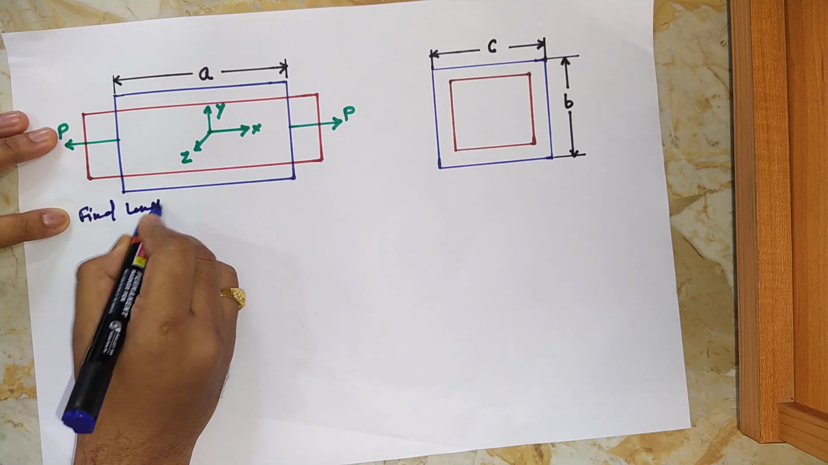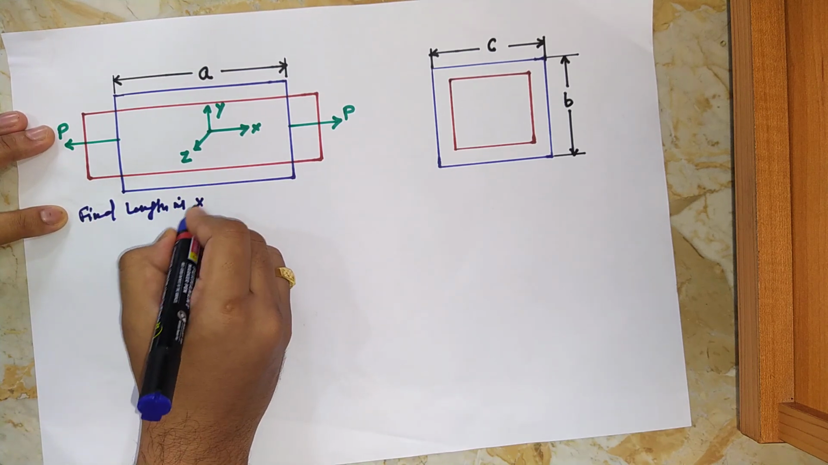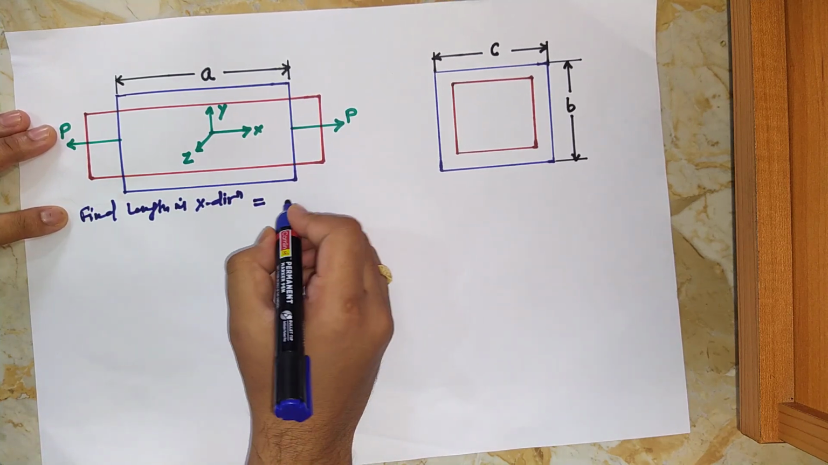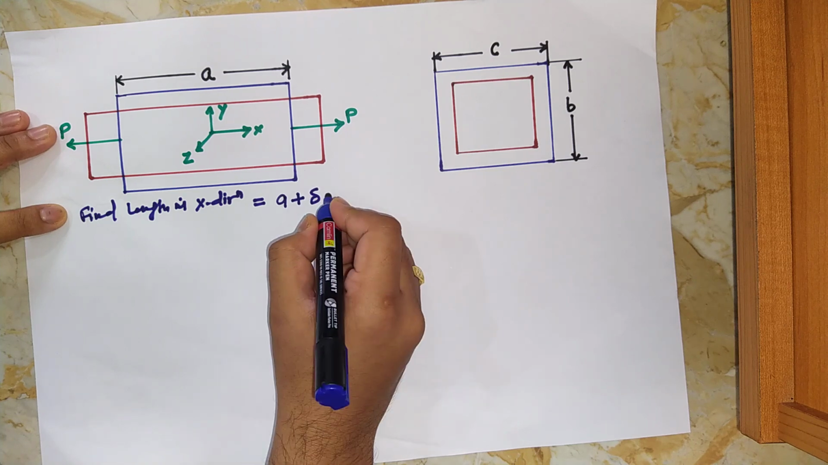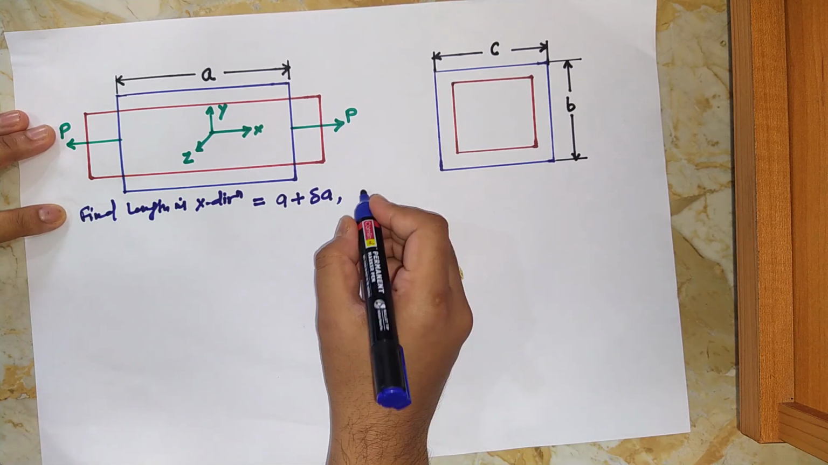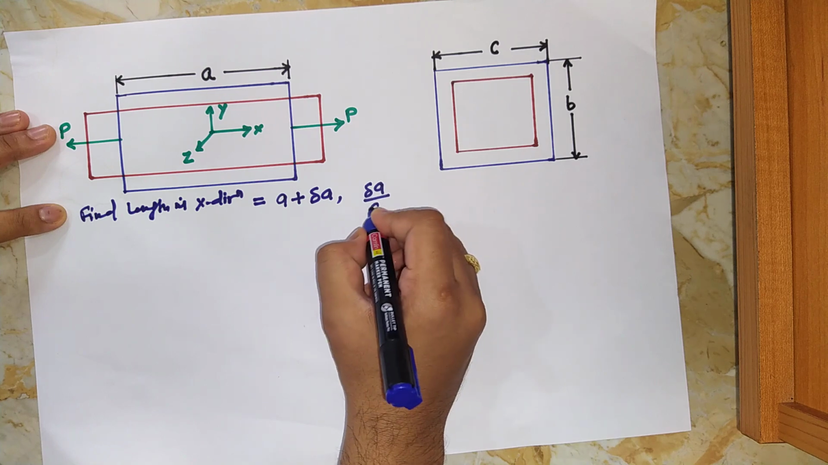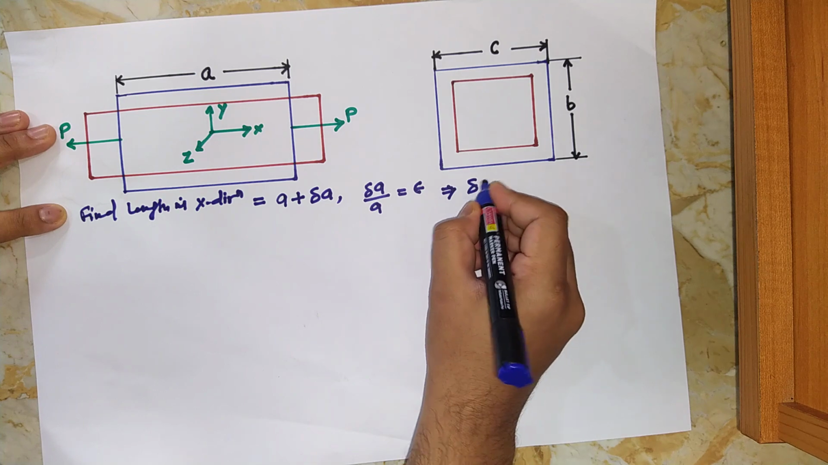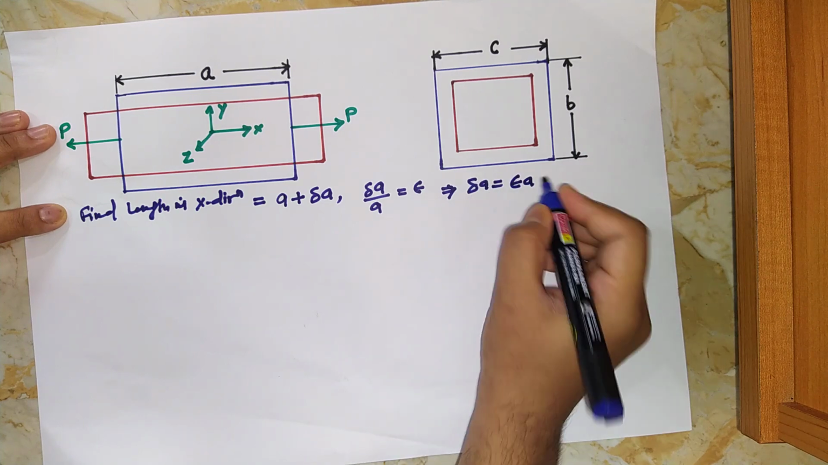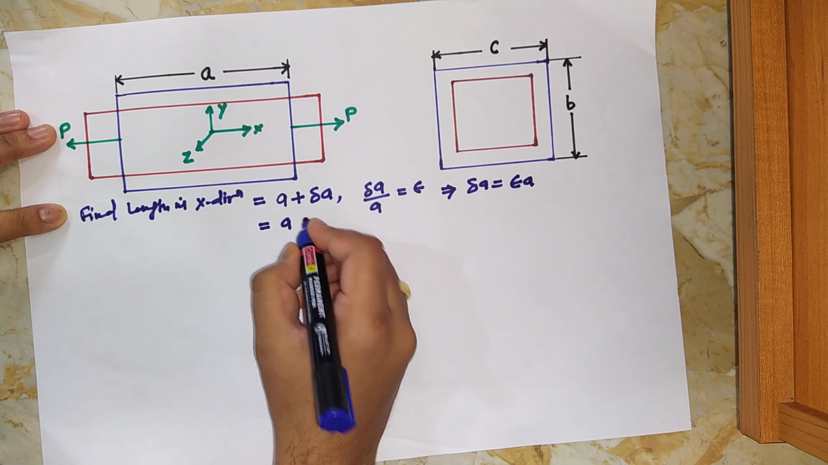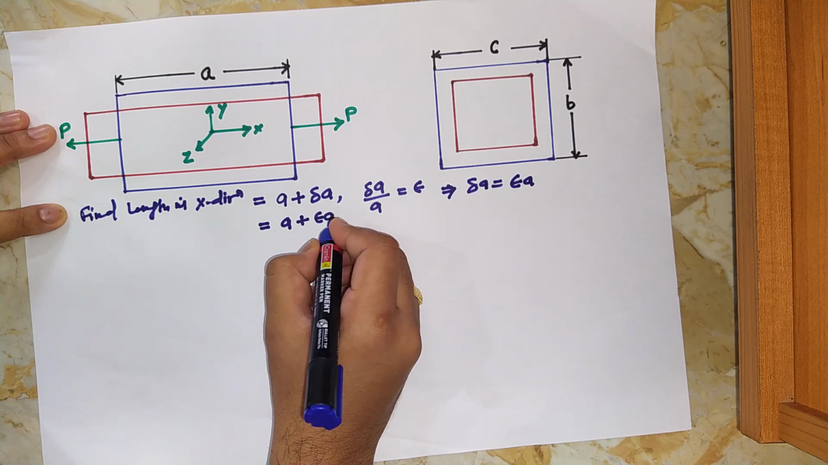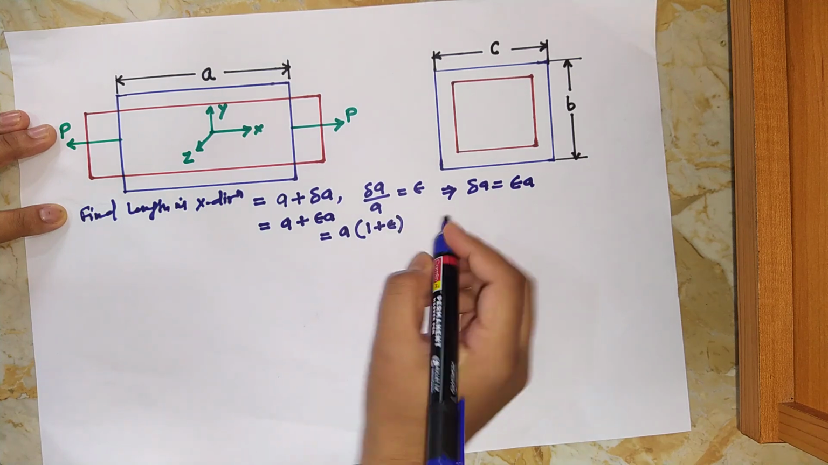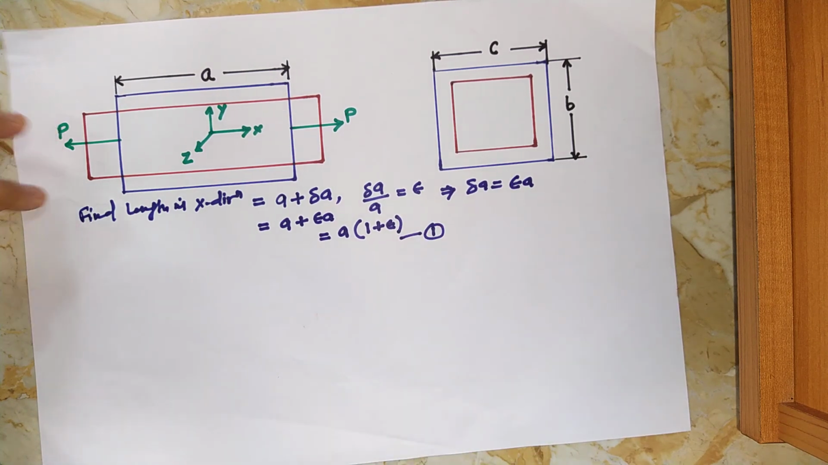The final length in the x direction after elongation will be A plus delta A, isn't it? And now, as we know that delta A by A, that is change in length by original length, is strain, we can write delta A as strain into A. So this thing we can write as A plus epsilon A, which is equal to A into 1 plus epsilon. So this is the final length in the x direction.